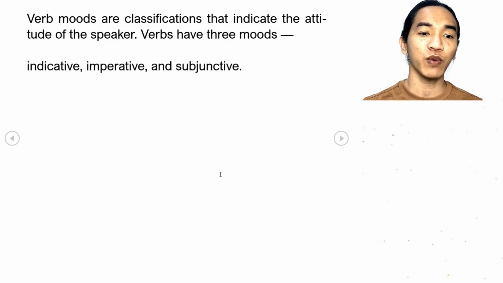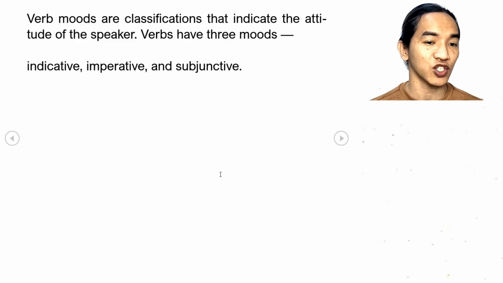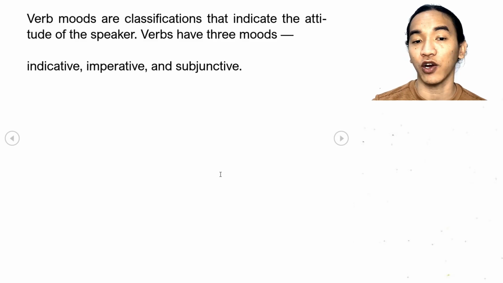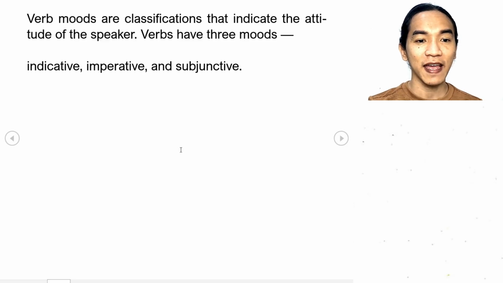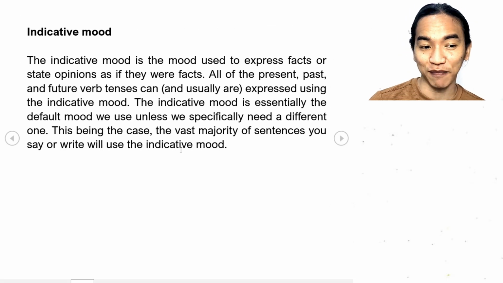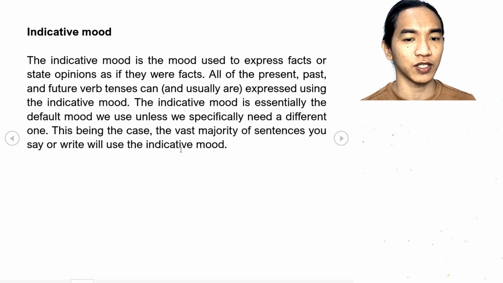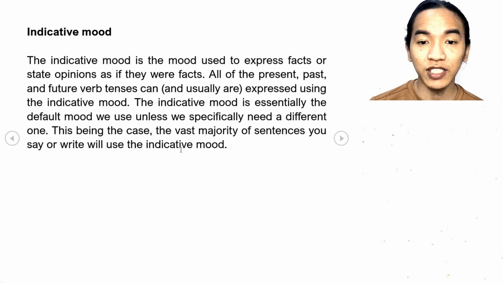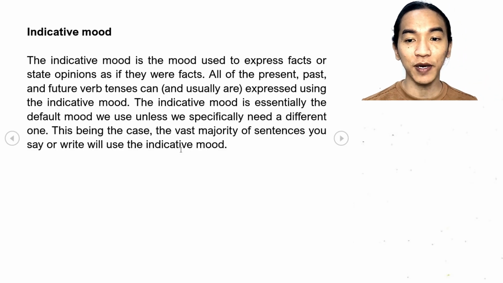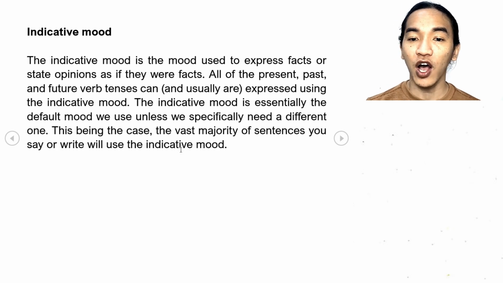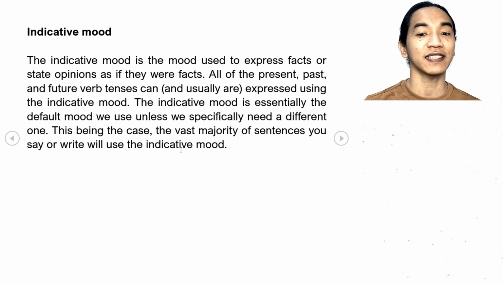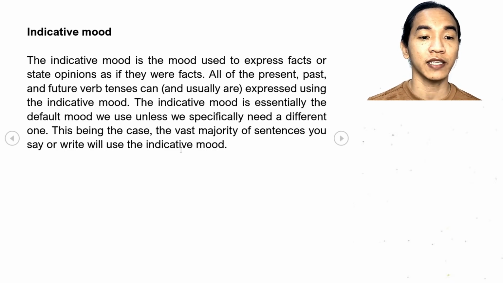So, for this topic, we will be having a light discussion of each of these moods, okay, for us to have a better understanding or insight of them before we dig deeper into these topics. Okay? For the first one, we have the indicative mood. So, what is actually indicative mood? So, the indicative mood is the mood used to express facts, remember, or state opinions as if they were facts, okay? All of the present, past, and future verb tenses can and usually are expressed using the indicative mood.